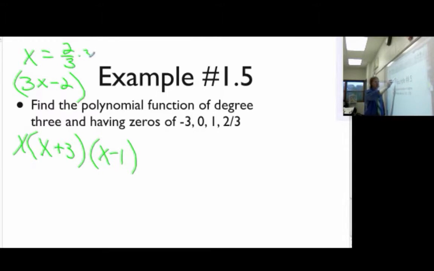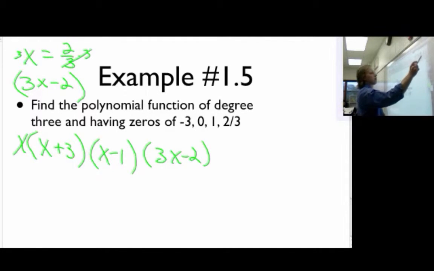Multiply by 3, and then subtract the 2. Okay, foil away. Have a good time. That's great.